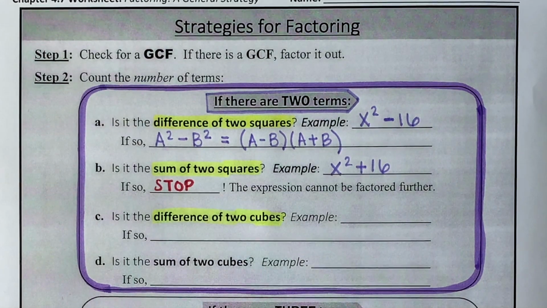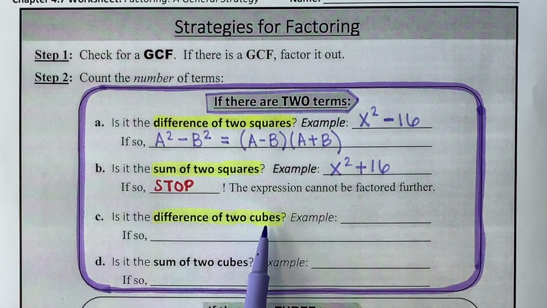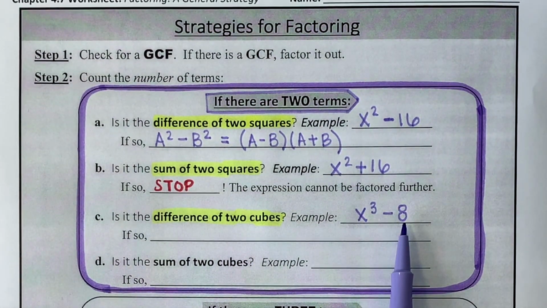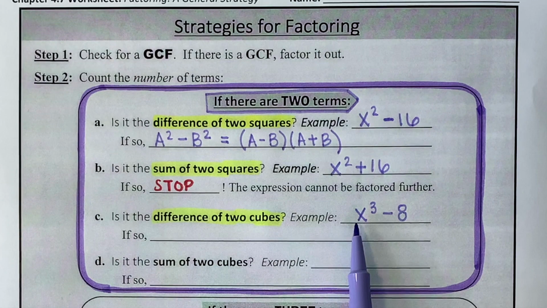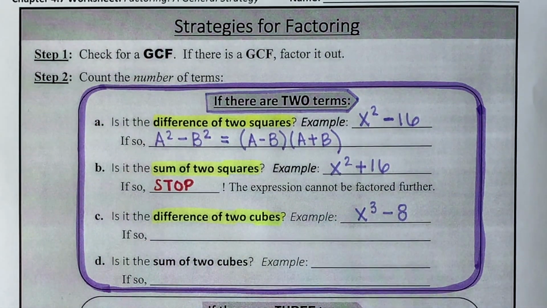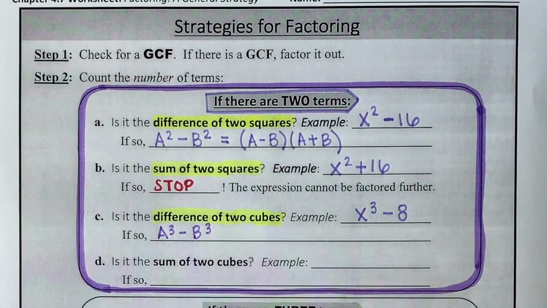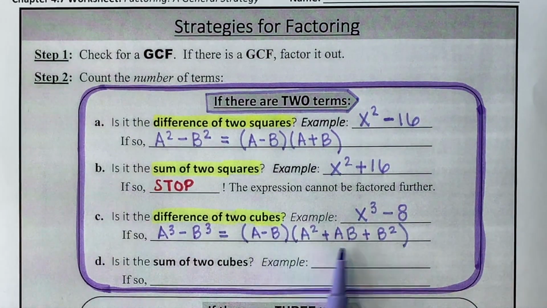The next possibility, if you have 2 terms, is that you might have the difference of 2 cubes. For example, we call this expression the difference of 2 cubes. X cubed is a perfect cube, and 8 is a perfect cube, and we have a minus sign in the middle. So this is the difference of 2 cubes. If you have the difference of 2 cubes, we'll represent that in general terms as a cubed minus b cubed. The formula we use to factor the difference of 2 cubes is this formula here.